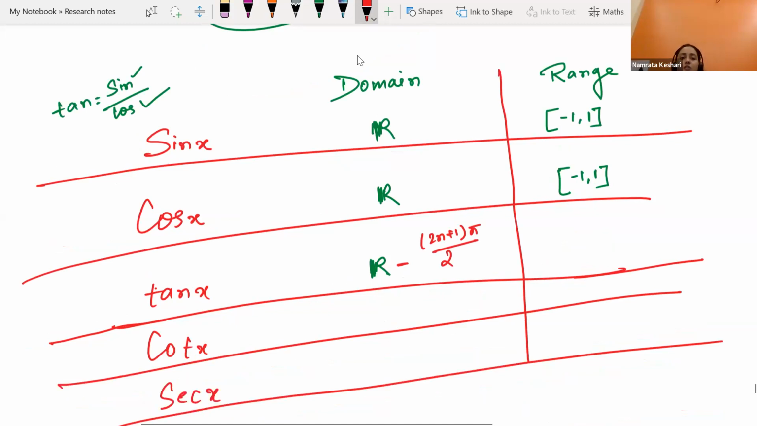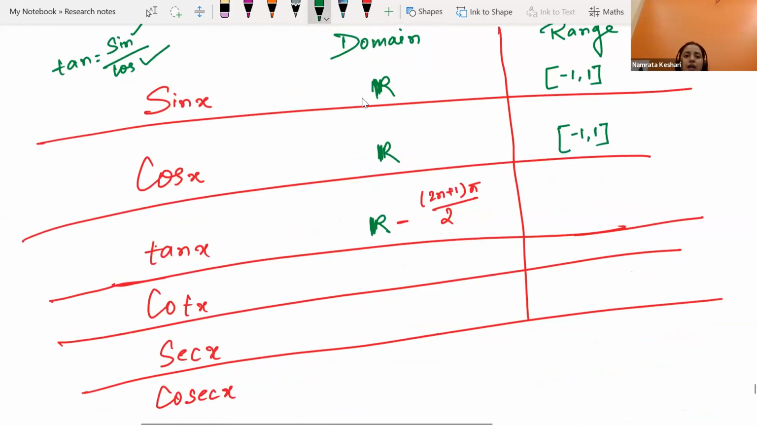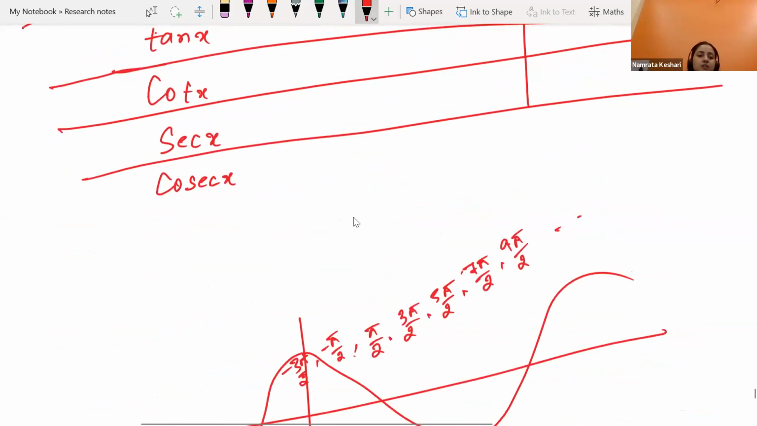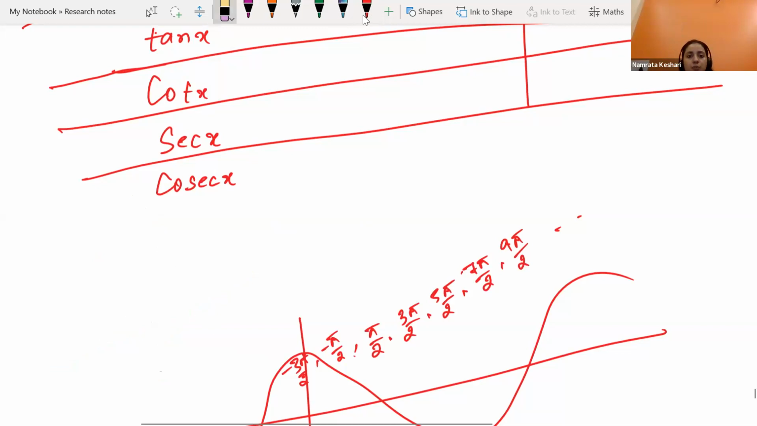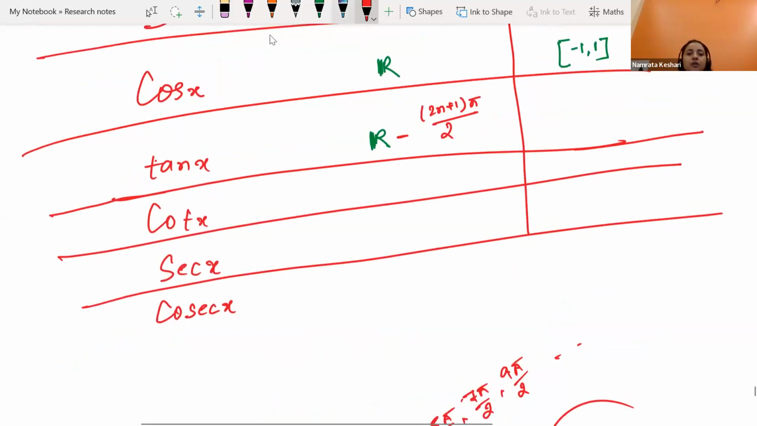Now the range. What is the output? If we are taking input as any real number, for the tan function, if you see the graph of the tan function, the graph goes like this. It just goes till infinity above and negative infinity below. Let me show you the proper way. I will be showing you the graph. So that's why we can take the range as all real numbers.